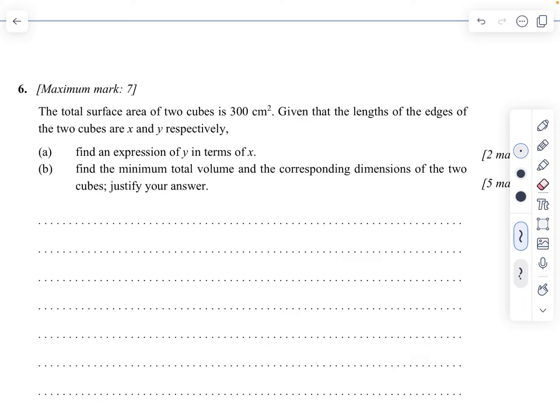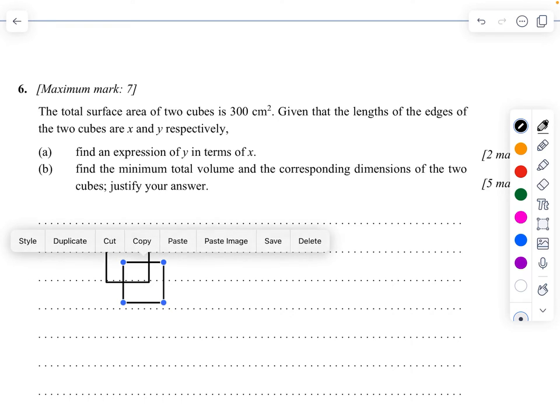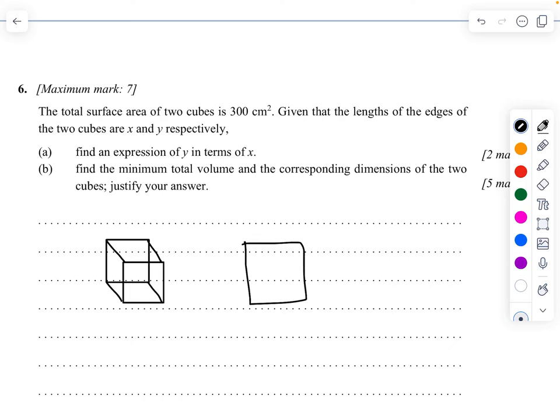Question number 6. The total surface area of two cubes is 300 centimeters square. So there is one cube over here. Let me draw neatly. I'll draw in the form of a square. That will be much easier. This is one cube and there is another bigger cube.